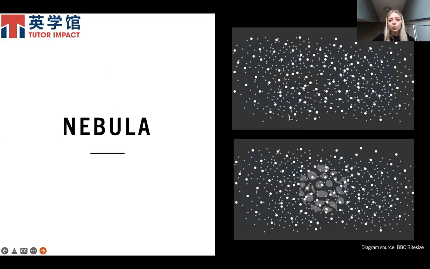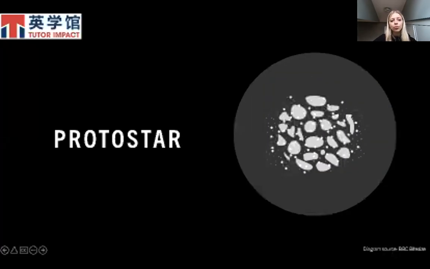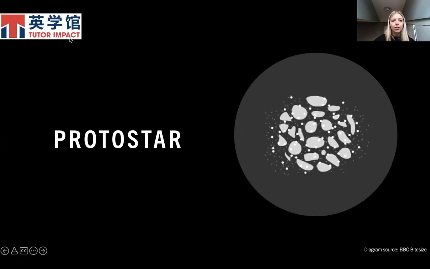Now, we're then going to move on to the first stage of the diagram from before, which is the protostar. So you can see here a protostar in the diagram.